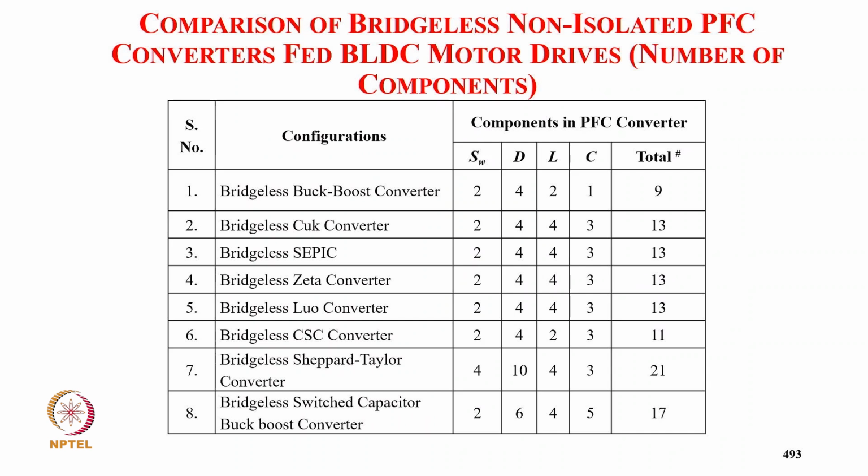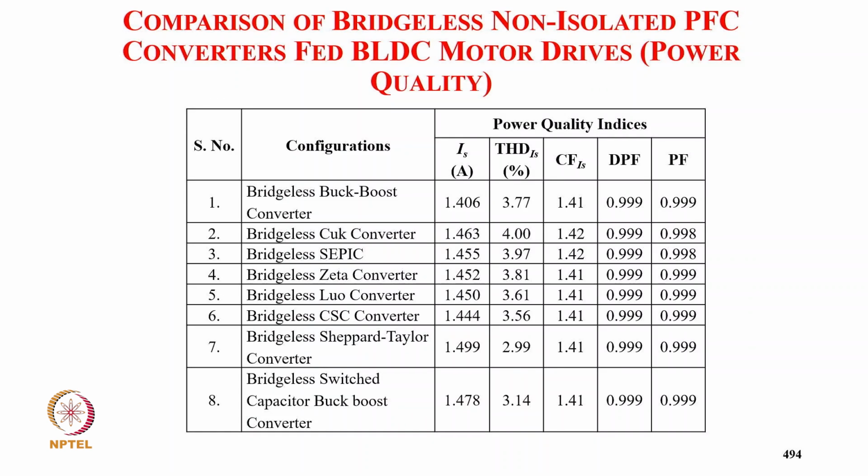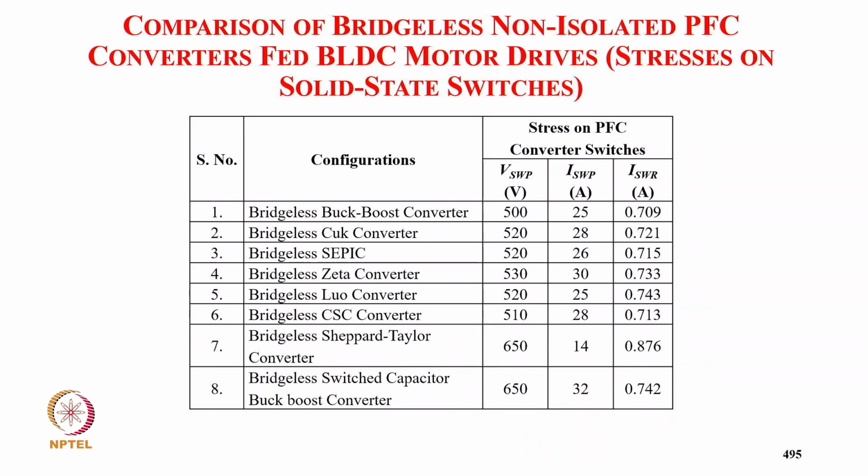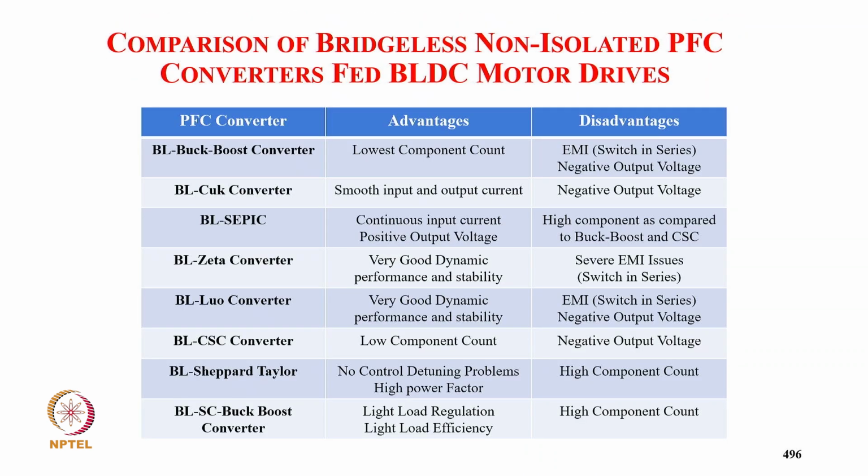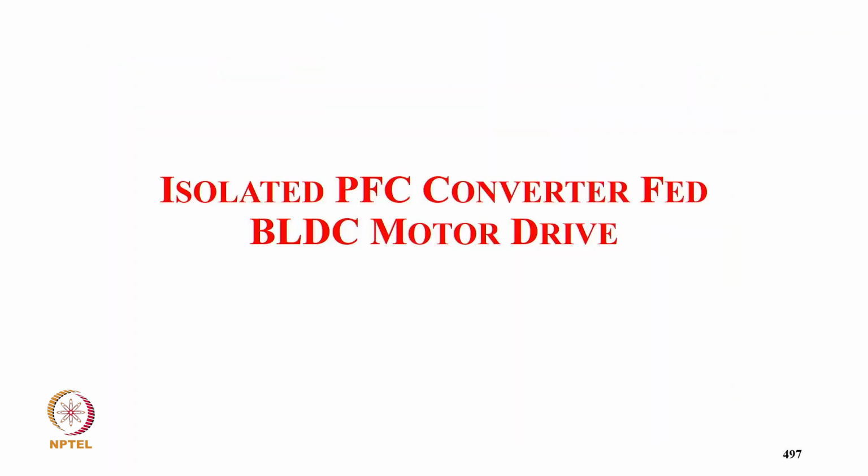And of course, this is a comparison of bridgeless converters, how many devices, how many diodes, and what is the size and all that, and the performance. So we get the THD, in most of the cases, power factor 0.98, and THD also less than almost 5% at full load. The stresses of components like not more than 650, and advantages and disadvantages.